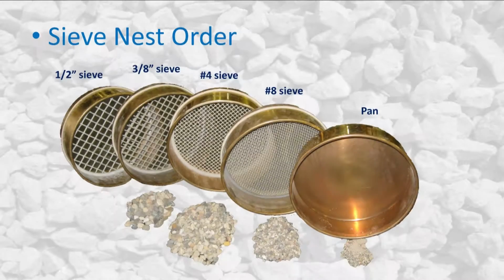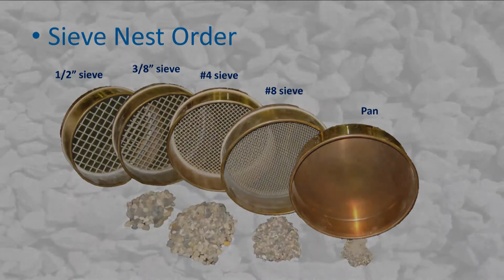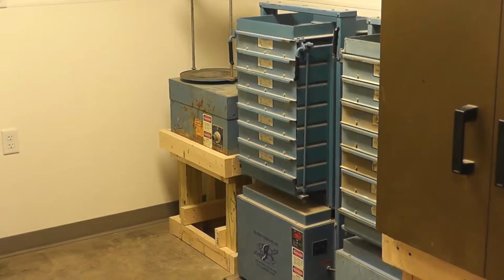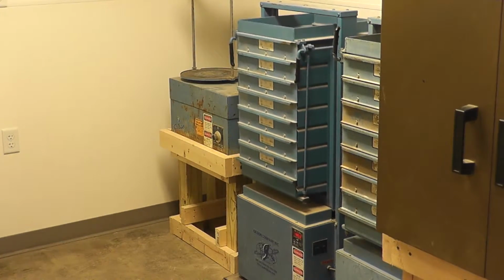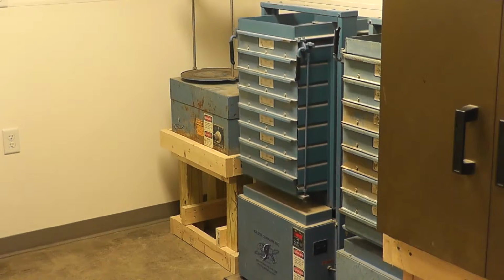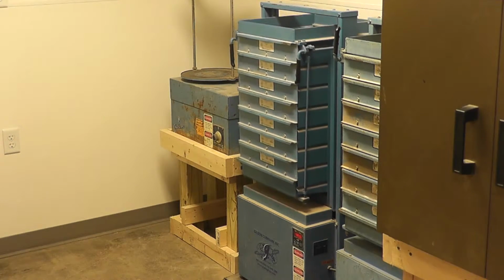The sieves are nested in order of opening sizes, starting with the largest sieve at the top of the nest and ending with the smallest sieve at the bottom of the nest. A pan is placed below the bottom sieve. The sieve nest with the sample is then placed into an appropriate mechanical shaker and shaken for a period of time to ensure the sample is divided into the various sizes.